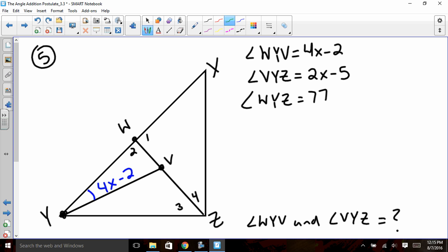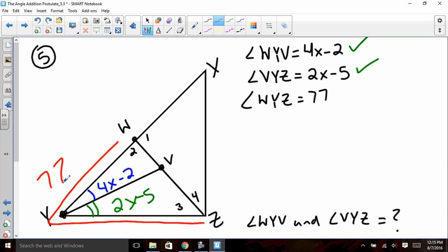Okay, what else is being told to me? I have angle VYZ. Looks like that's down over here, and it is 2x minus 5. Okay, took care of that one. And then I see angle WYZ is 77. Well, that is this whole giant angle.